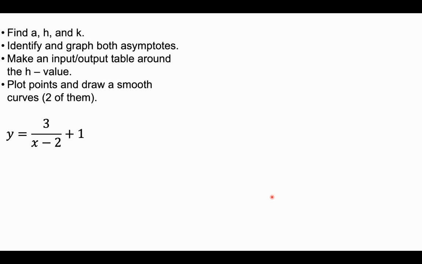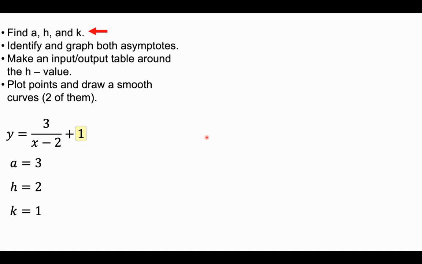All right, so first example. So we have y equals 3 over x minus 2, and then we're adding 1 to it. So what I like to do first is find A, H, and K. So my A value is 3. H value is a positive 2, even though it says minus 2. You're supposed to switch the sign. And your K value is a 1.